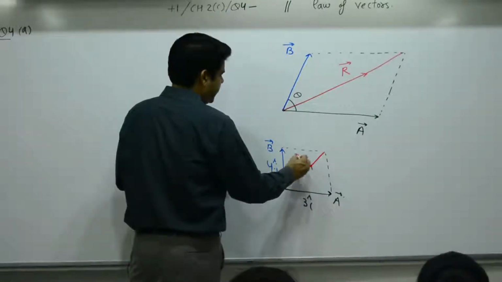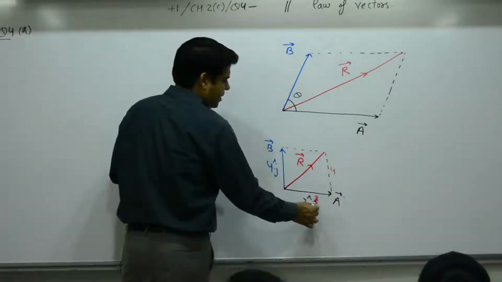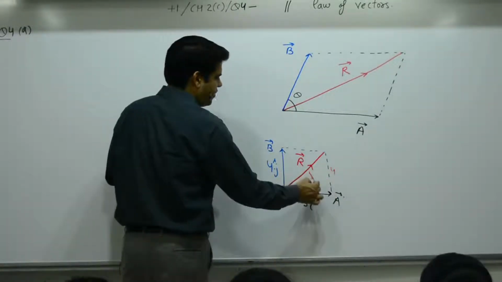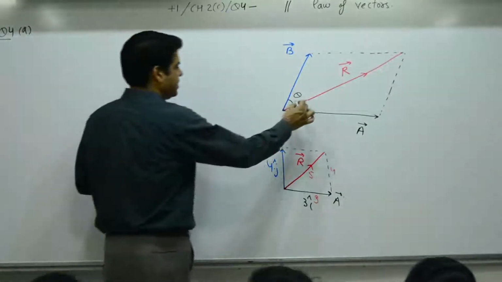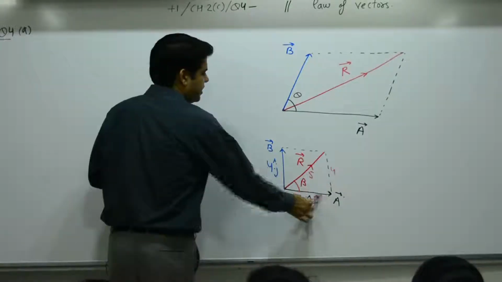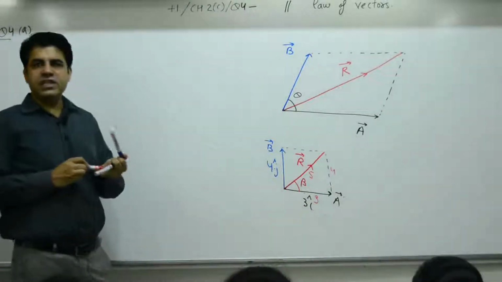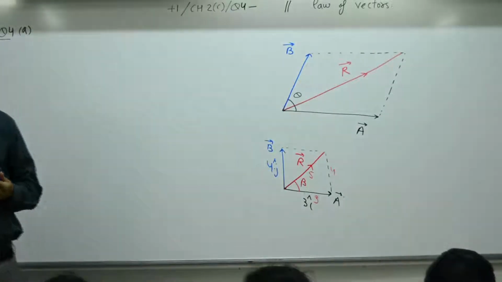Any idea about the magnitude of R? This is 3, this is 4. 3 square plus 4 square under root is 5. So magnitude of R is 5. This angle, say, is beta. Tangent beta is equal to what? Tangent beta is 4 by 3. It's the same story. Triangle law and parallelogram law, the outcome is same.